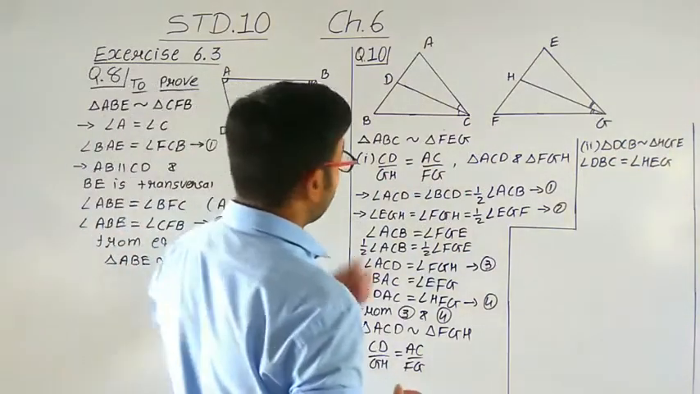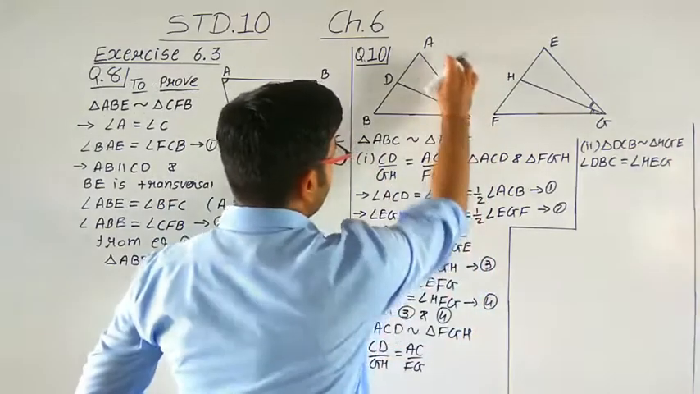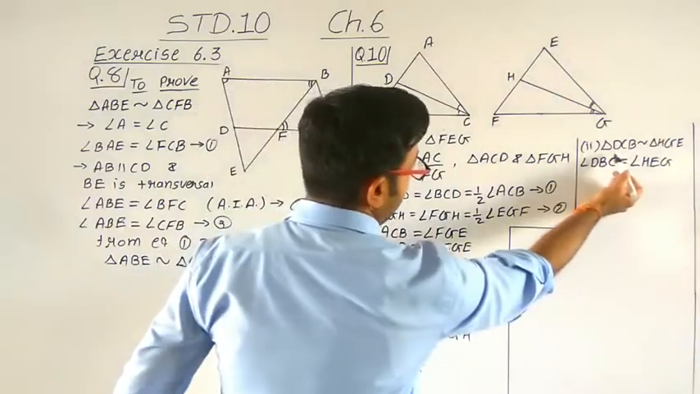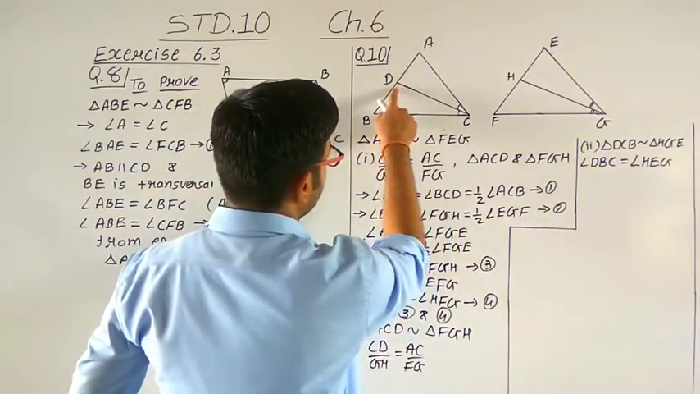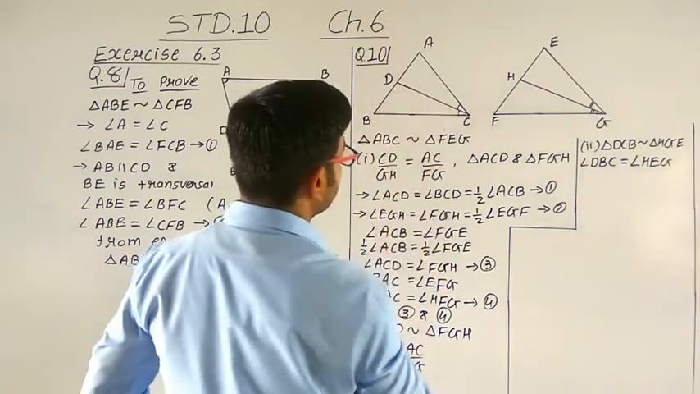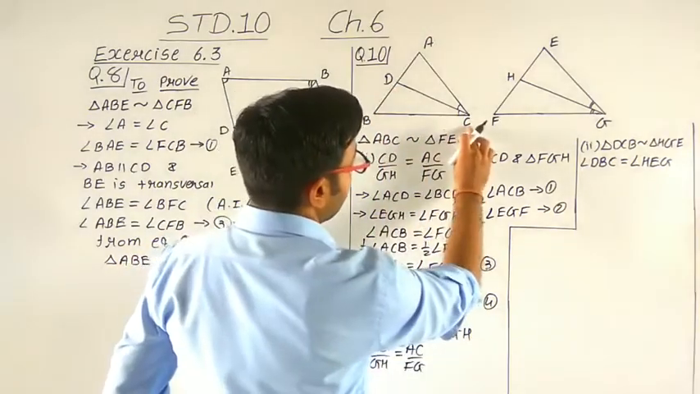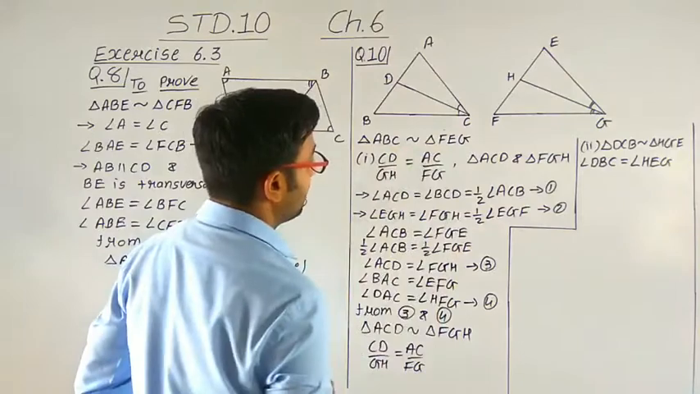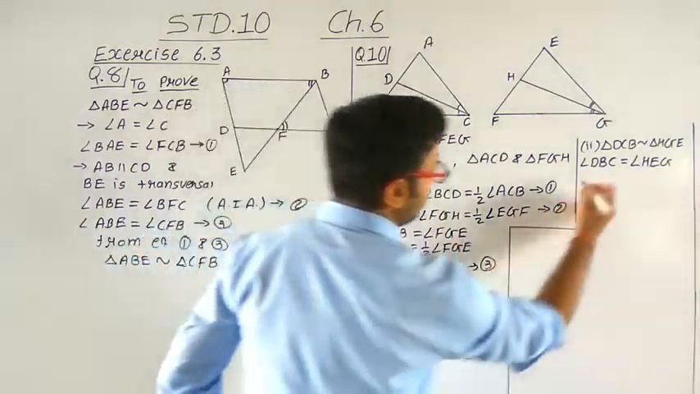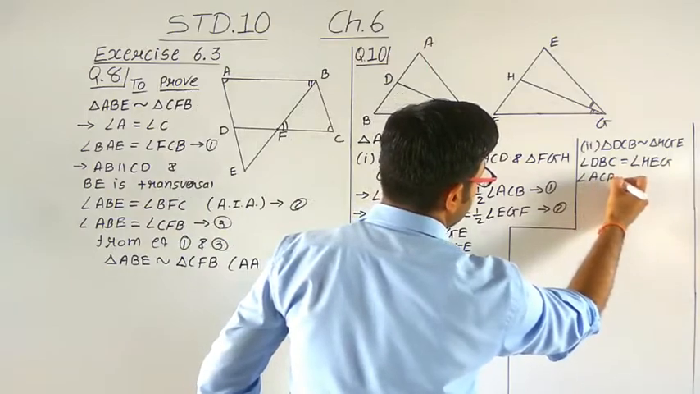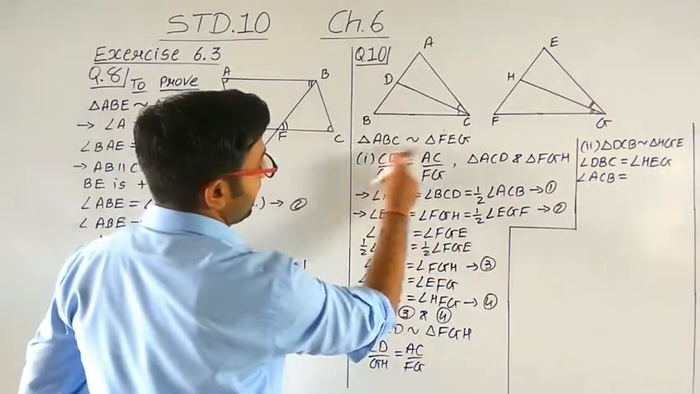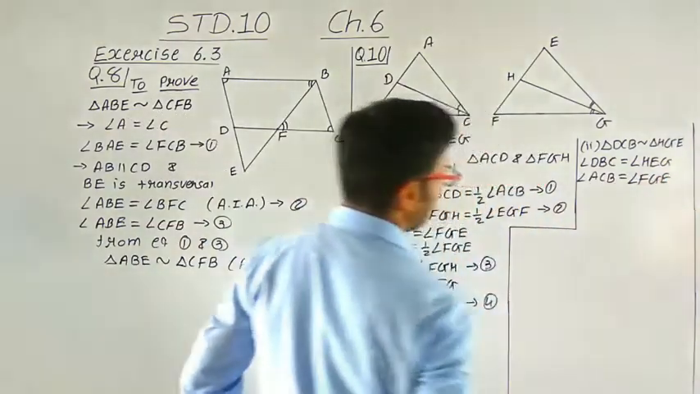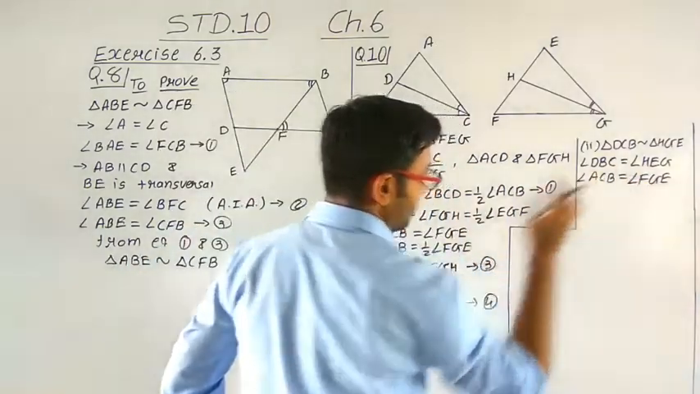Now what about the other angle? See, this angle C of triangle ABC is divided into two equal parts, so we can take the angle DCB, right? But angle C and G are equal, yes or no? Yes, angle C and G are already equal. So we can write that angle ACB is equal to angle FGE. From this we get this condition.